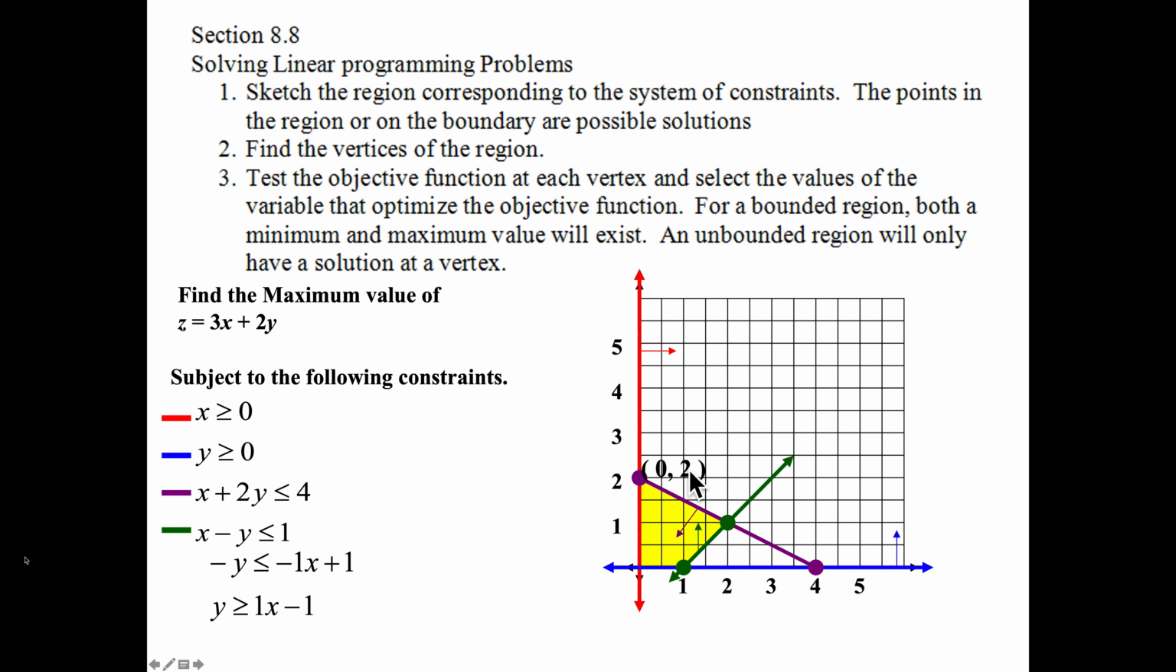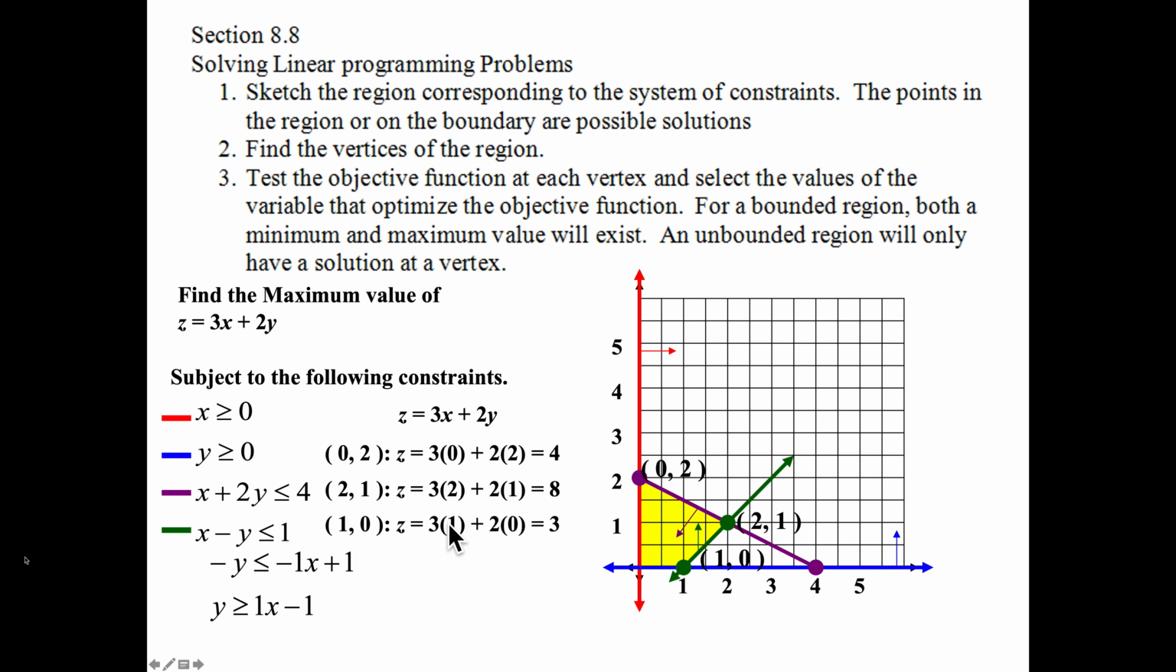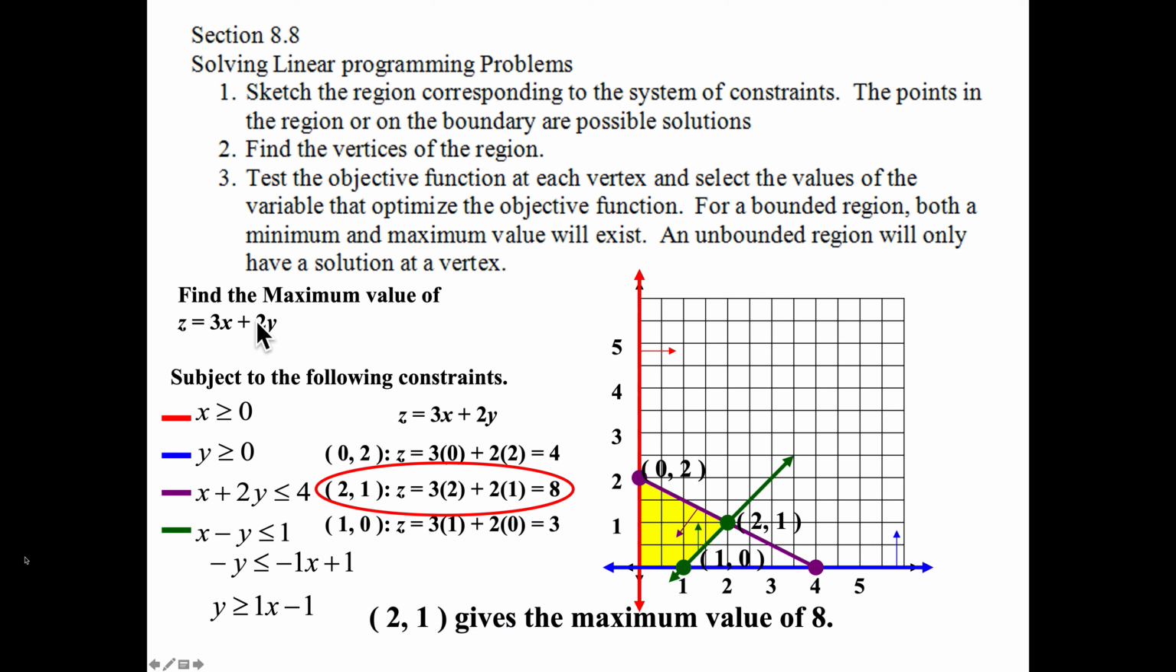So we have to look at each corner. We're going to look at the points (0, 2), (2, 1), and (1, 0), and test them in the objective function to find the maximum value. If we test (0, 2): 3 times 0 is 0, plus 2 times 2 is 4, that's 4. We test (2, 1): 3 times 2 is 6, plus 2 times 1 is 2, that's 8. And test (1, 0): 3 times 1 is 3, 2 times 0 is 0, so that's a 3. The point (2, 1) is our solution. That gives us the biggest possible value in our objective function, so that's the point that maximizes the objective function.